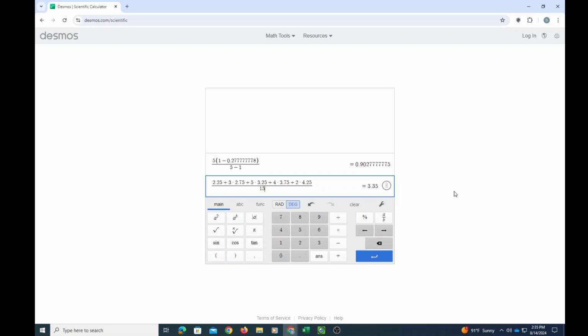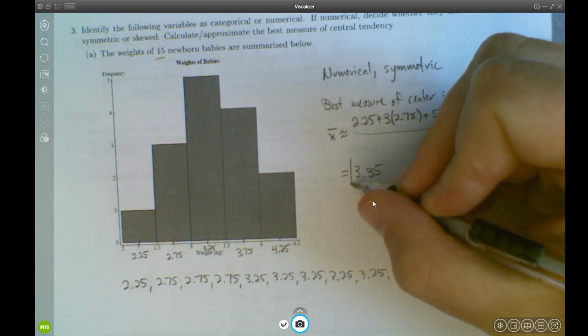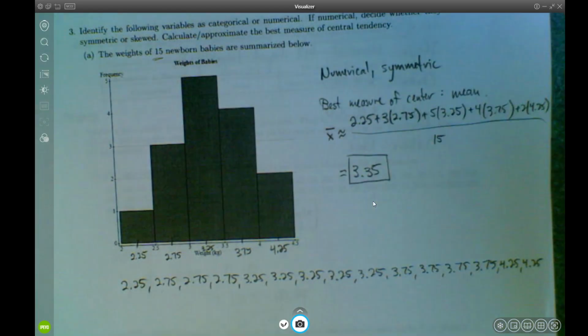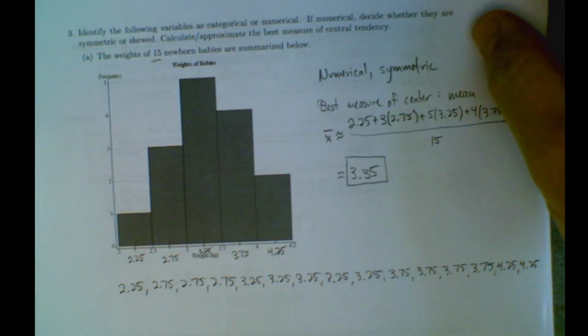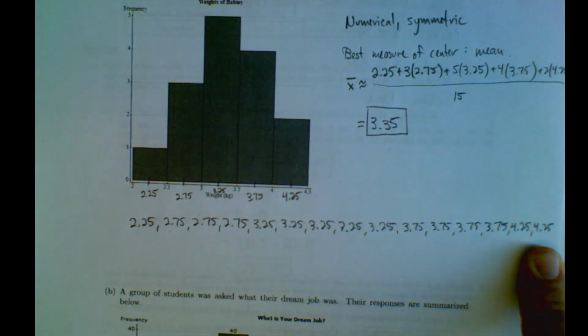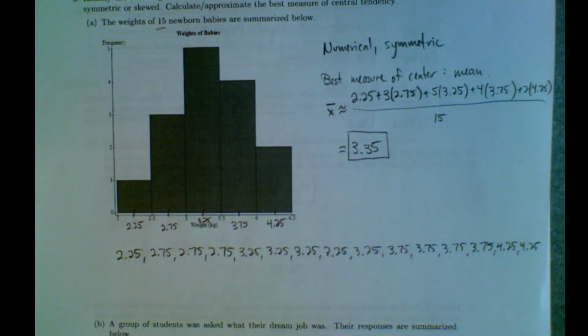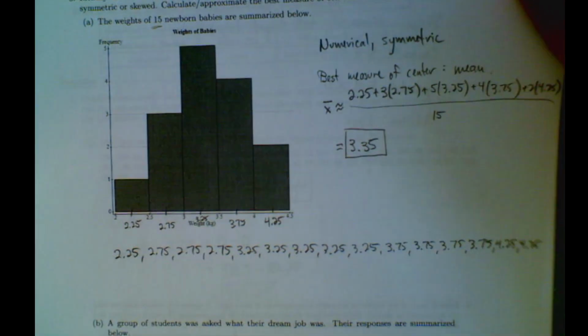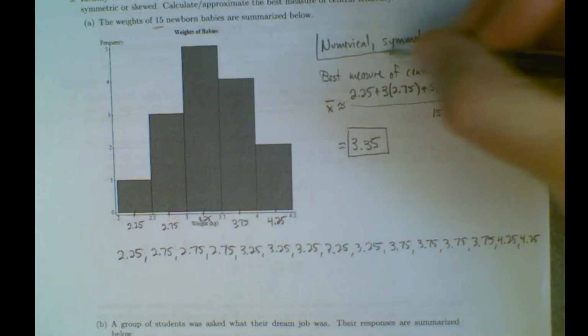I'm coming up with 3.35. So that would be a pretty good estimate for our measure of center. We could do the same thing for the measure of spread. We could enter these values into Excel and then calculate the standard deviation to give an estimate for the best measure of spread of this data set. But we weren't asked to do that, so I'll leave it there. This is all we were asked for.